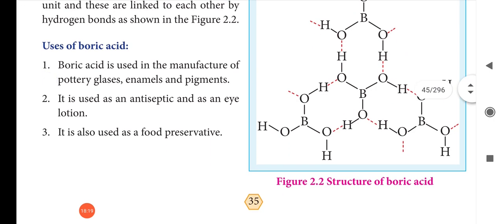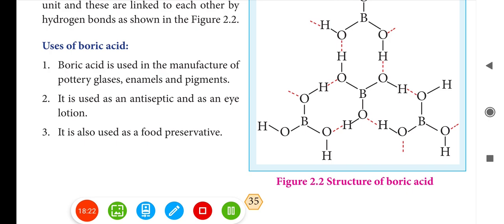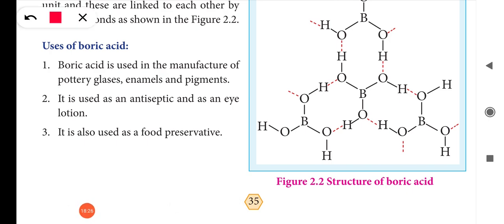Then uses of boric acid, we have already seen in the uses of boron. The important compound of boron, boric acid, is used in the preparation of antiseptic and eye lotion. Boric powder is sold in medical shops as an antiseptic, applied on wounds. Even in the first aid kit in offices, that powder will be there. So that is boric acid powder.